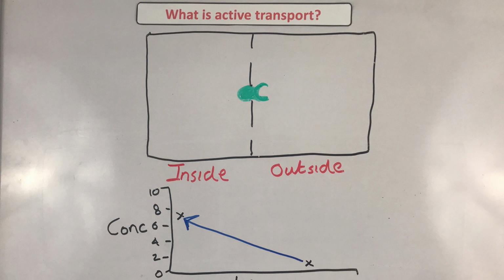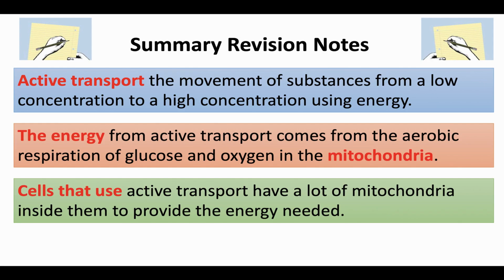Here are some summary notes. Active transport moves substances from a low concentration to a high concentration using energy. The energy from active transport comes from the aerobic respiration of glucose and oxygen in the mitochondria. Cells that use active transport have a lot of mitochondria inside them to provide the energy needed.